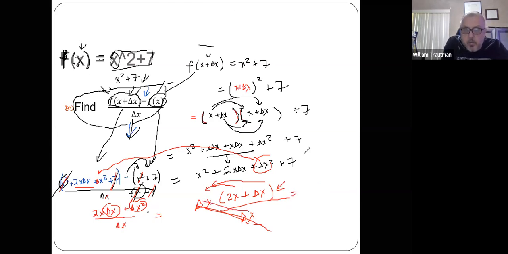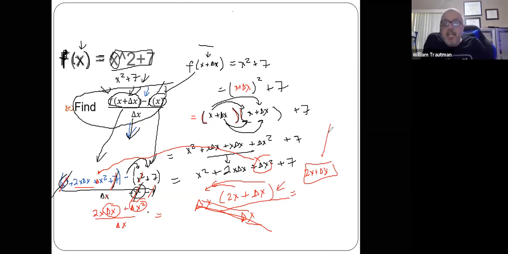When these cancel, we're just left with 2x plus change of x, and that is our answer. And that has meaning in calculus. Right now, in this section 1.3, all we want you to do is the algebra. We did this in college algebra. We did this exact problem in college algebra, but it has meaning in calculus, okay?